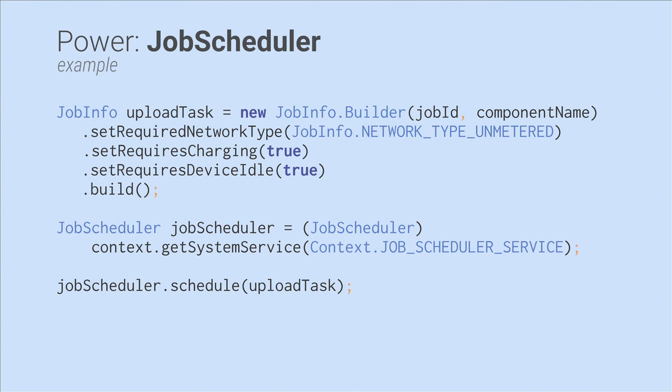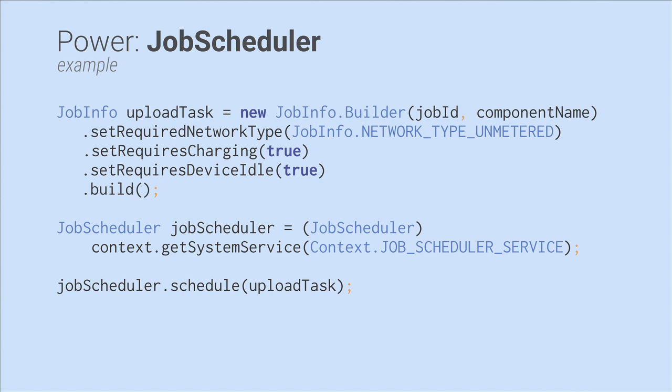So now we have the JobScheduler API to do this for you, so you can automatically tell it the kind of metrics, like, I want to do this thing when I'm plugged in or when I'm on Wi-Fi, and it will automatically set these alarms internally and wake up at an appropriate time and then call you back.